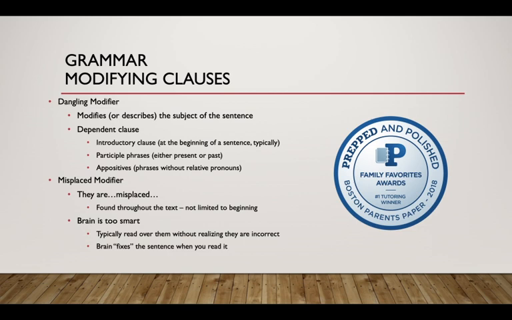Now, the other type of modifying clause is a misplaced modifier, and they are misplaced. Who would have thought that? Now, usually you can find these throughout the text. It's not limited to just the beginning. It could be within a sentence. It could be at the end of a sentence. It could be at the beginning of a sentence. But usually we don't always notice them right away because, well, our brain is just too smart. Typically, we read over them without realizing that they are incorrect. And our brain kind of fixes the sentence when you read it. So usually when I see these guys come up, I see the same sentence stated again and again, but the words are being flip-flopped, moved around, shifted over, put here, then put there. So if I see that happening, I probably am dealing with a modifying clause, specifically a misplaced modifier.